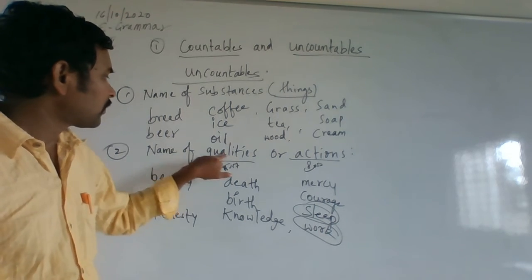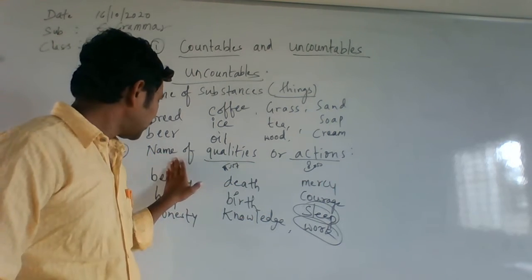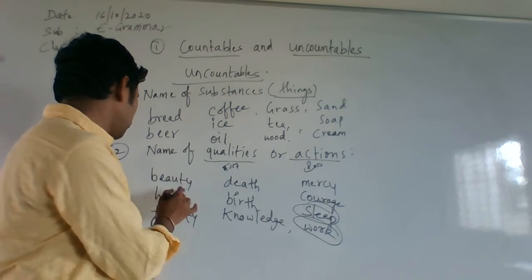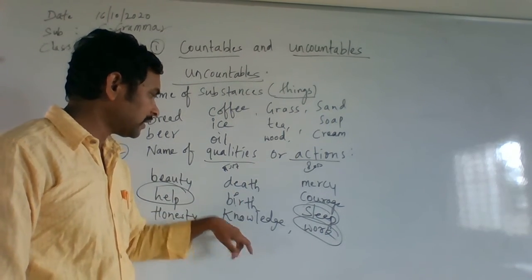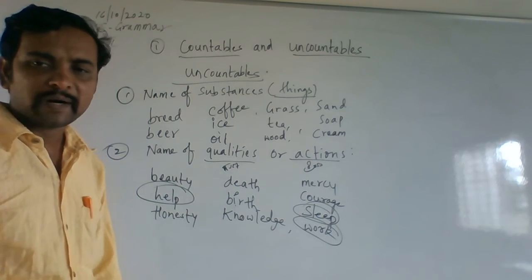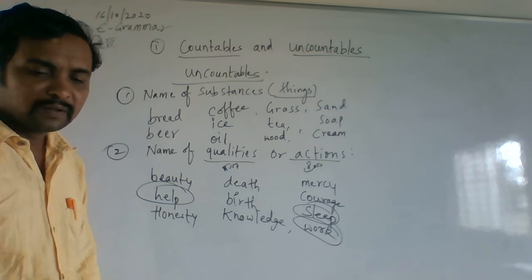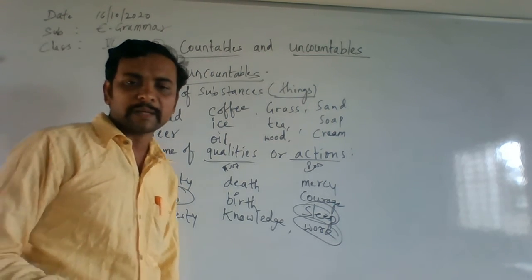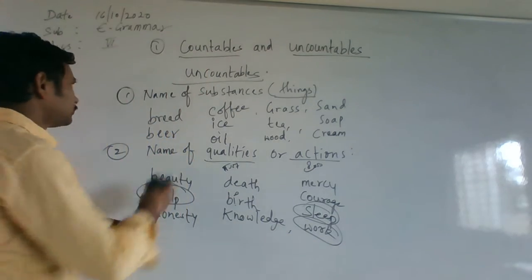Is it the name of qualities or actions? Beauty, help, that is also an action. Honesty, death, birth, knowledge, all those are what? Qualities. Yes, these are also what type of noun? These are also uncountable nouns. Let's see next.